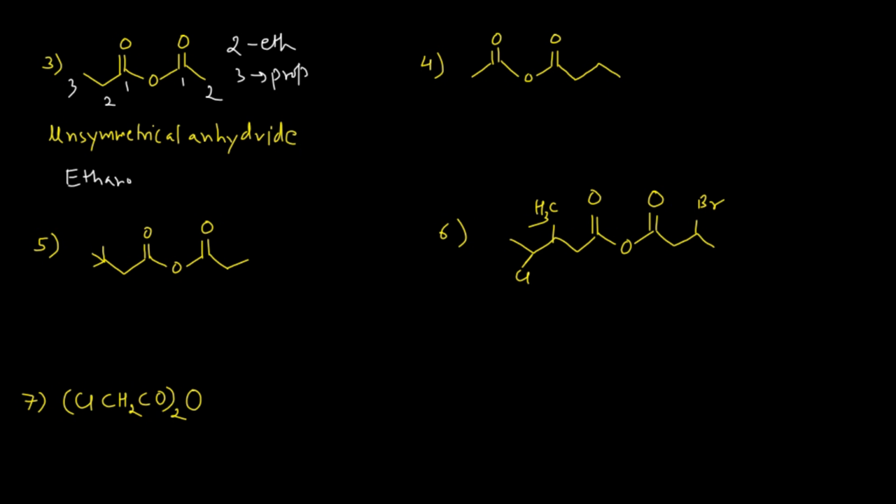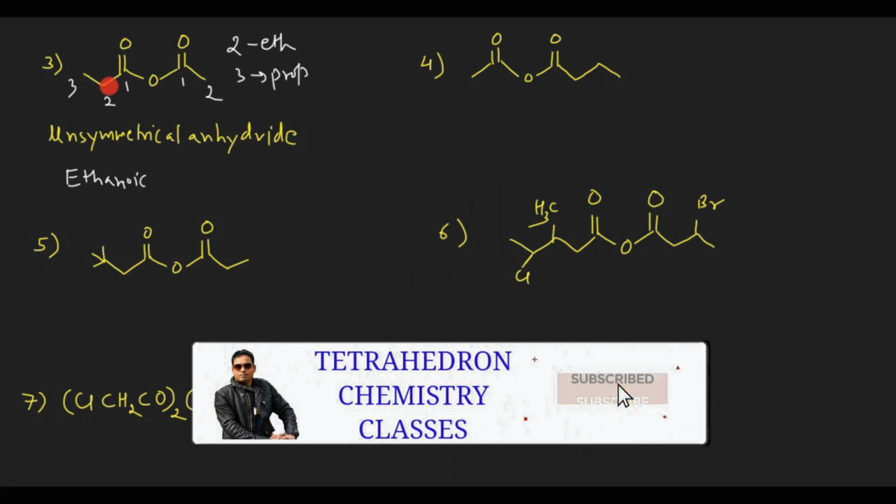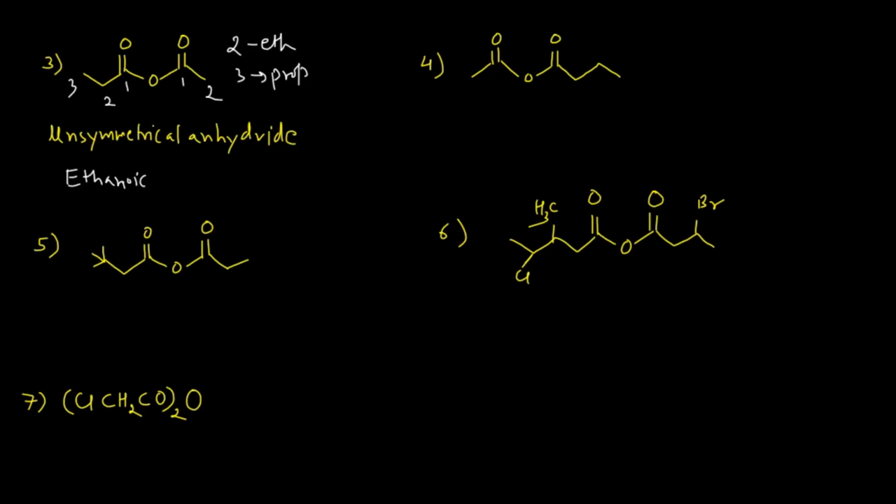This is ethanoic. Once you're done with the ethanoic, it is your duty to write the other part, because it is an unsymmetrical anhydride. 3 carbons are there, so you'll write propanoic: ethanoic and propanoic. There should be a gap between the two oic parts, ethanoic and propanoic. And then after that, you are left with anhydride. So the correct IUPAC name of this compound is ethanoic propanoic anhydride.